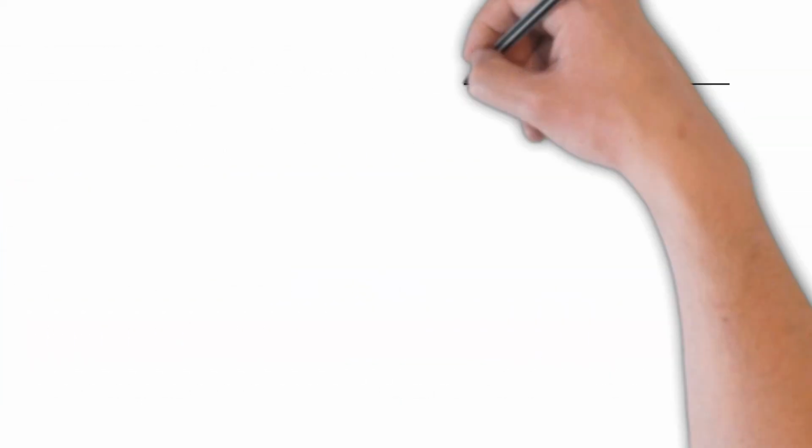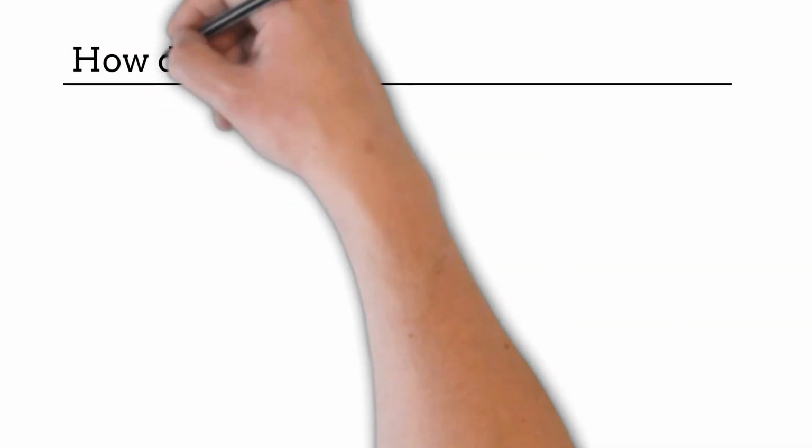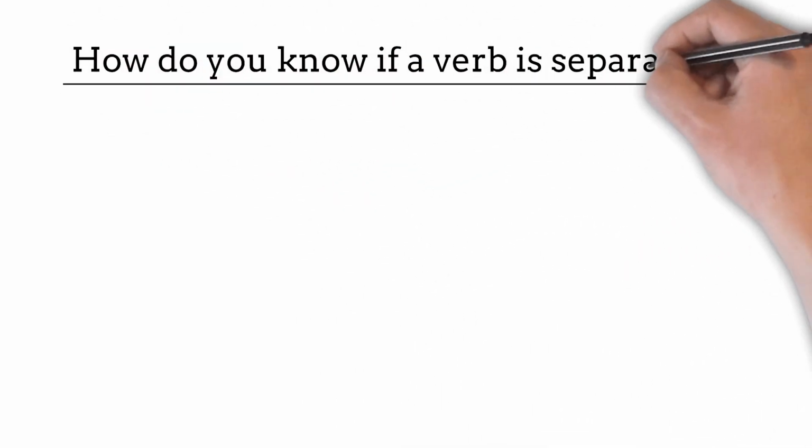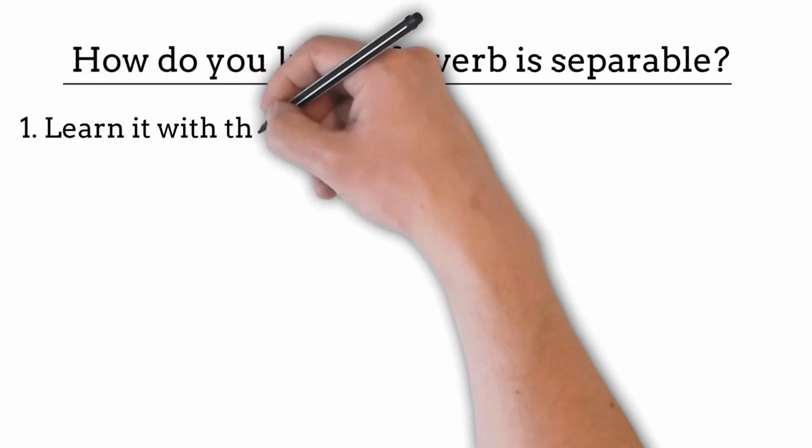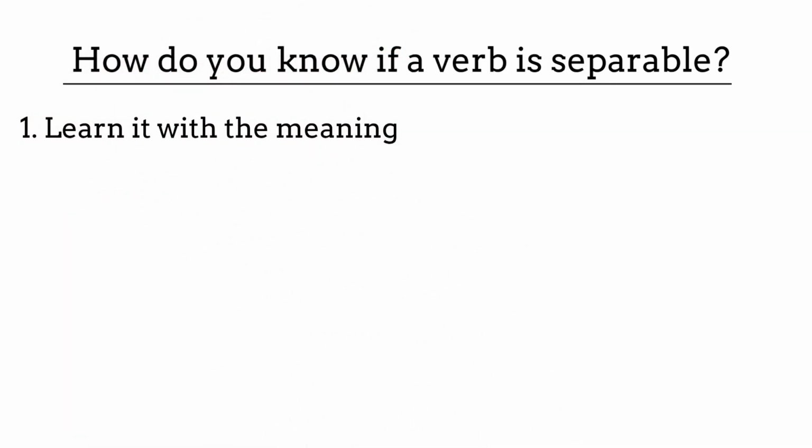Before we look at some more examples, we need to ask the question, how do you know if a verb is separable in German? There are three ways. Firstly, you could learn it with the meaning. When you first memorize the meaning of the verb aussehen, for example, you might make a note that it is separable by including a slash.